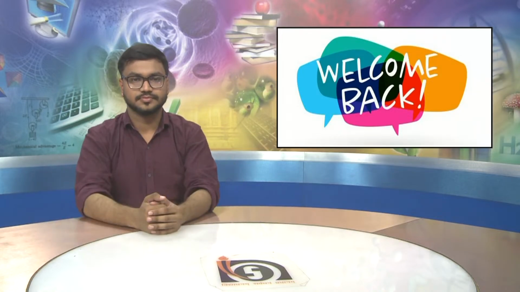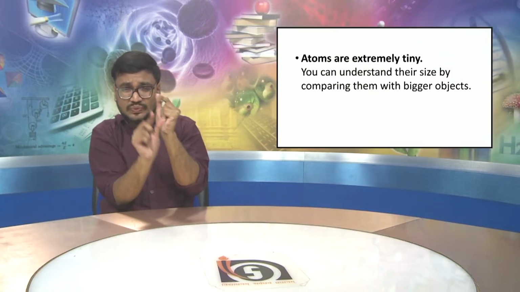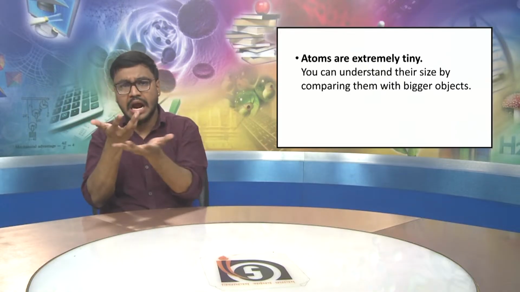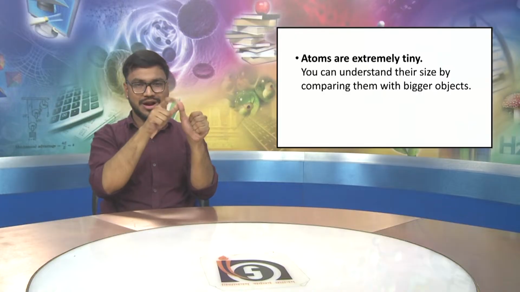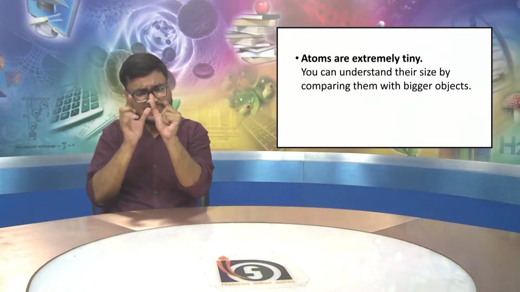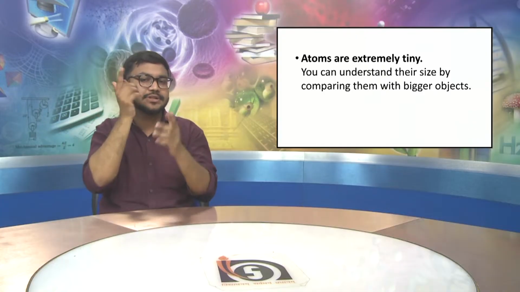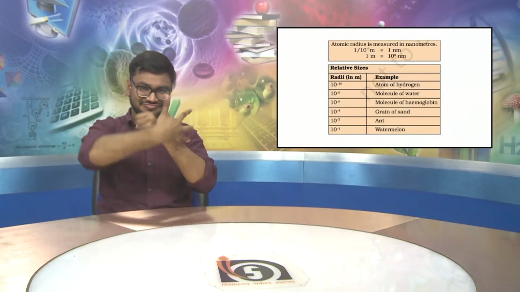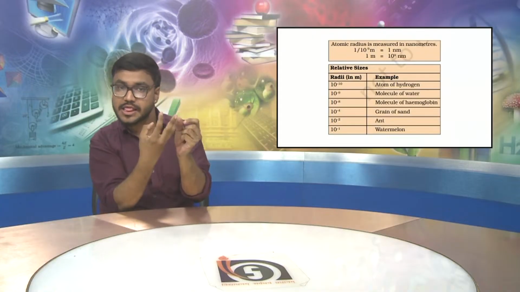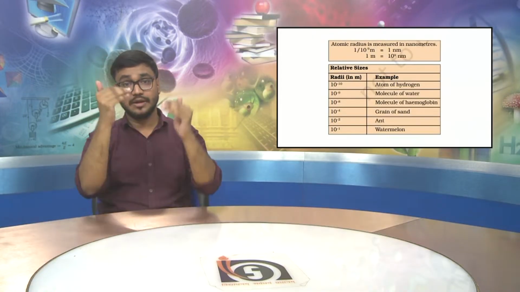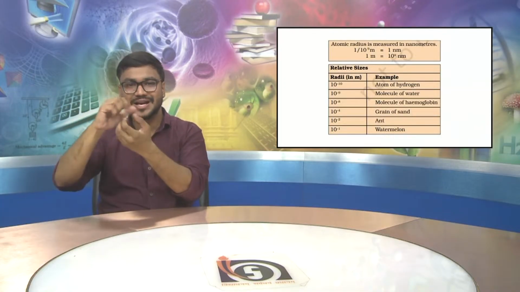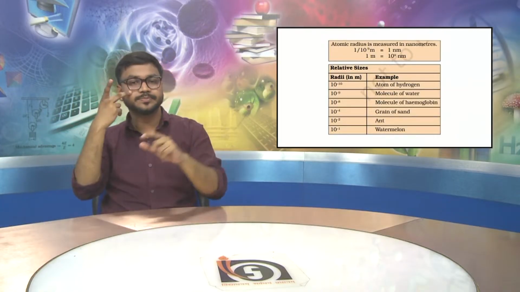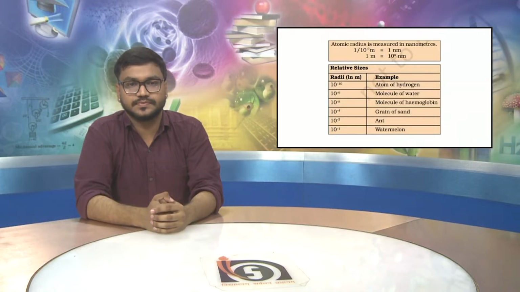Welcome back to our classes. We have studied that atoms are extremely small or tiny. You can understand their size by comparing them with bigger objects. There is a table showing the relative sizes: atoms of hydrogen compared with a grain of sand, an ant, a watermelon, etc.